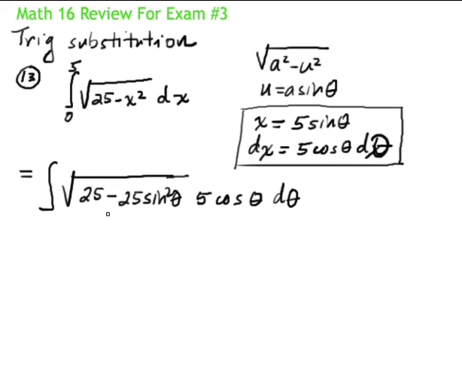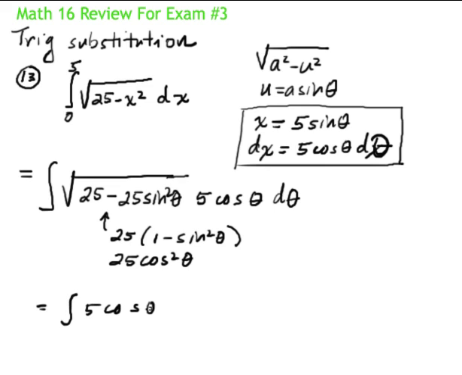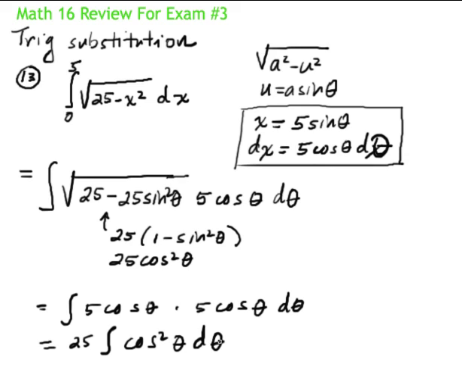Okay, underneath the square root here, what's going on? We have 25 times 1 minus sine squared theta under the square root. And 1 minus sine squared theta is equal to cosine squared theta. So under the square root, we have 25 cos squared theta. So now let's go ahead and take the square root. So that would be 5 cos theta times 5 cos theta. Alright, so that's 25 times the integral of cos squared theta d theta.